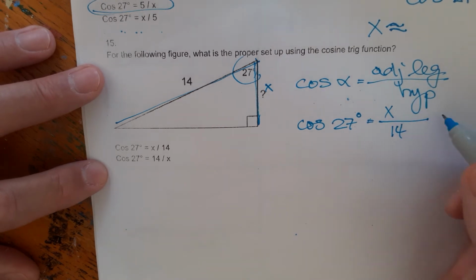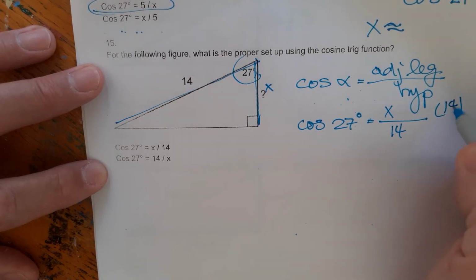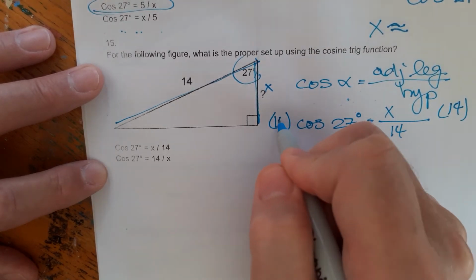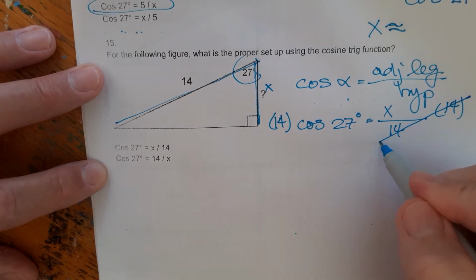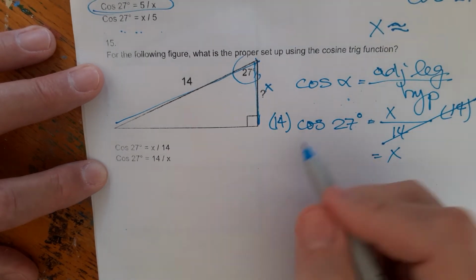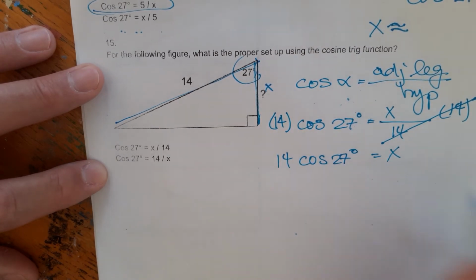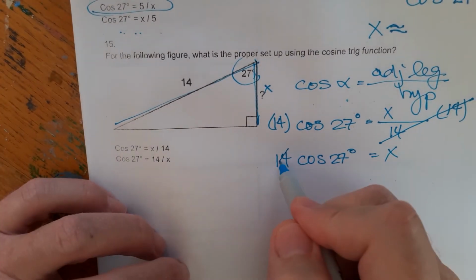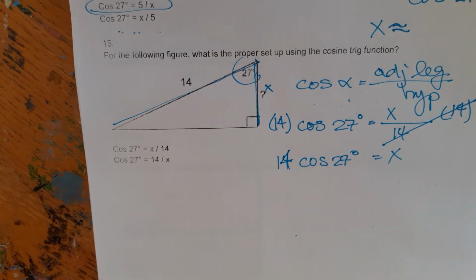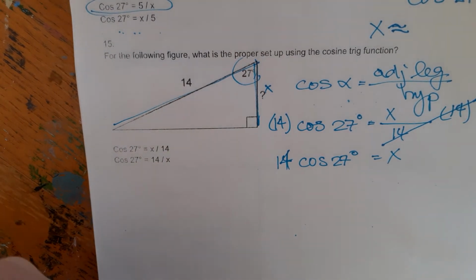And again, here we can multiply using equation solving methods. We can multiply both sides by 14. 14 over 14 is 1, and we end up with x equaling 14 cosine 27 degrees. All right, with that said, let me keep my work cleaner here. With that said, let's see if I can pull this off.